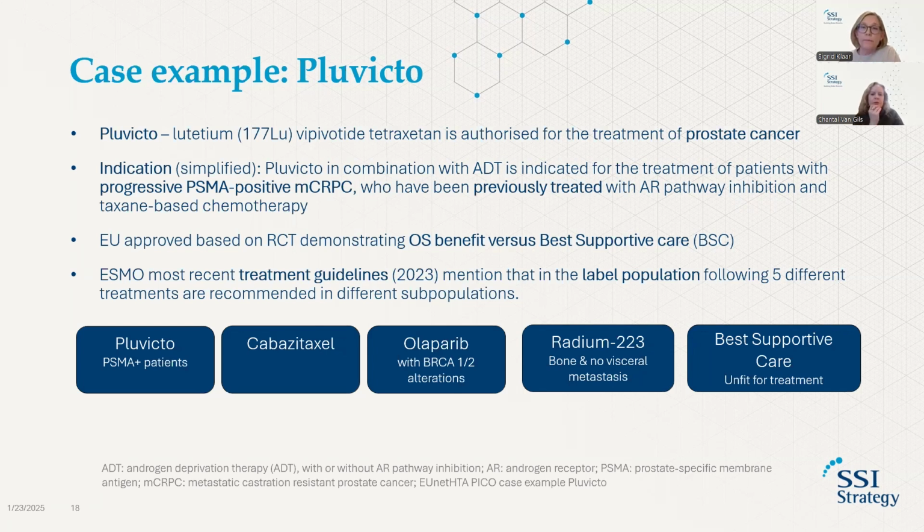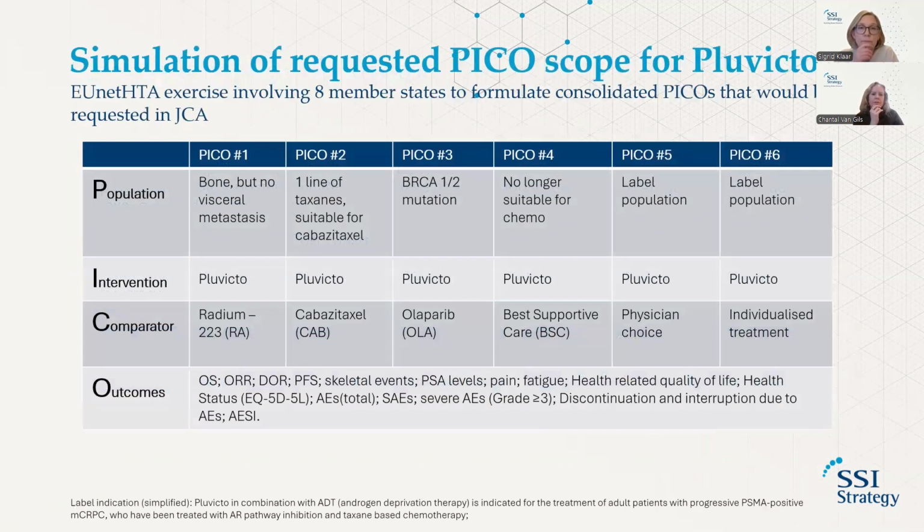So if we move to the next slide, you can then see how this simulation works. They asked 8 member states what would be the PICOs, and then they consolidated that into 6 PICOs. PICO 1, 2, 3, 4 are in subpopulations, and PICO 5 and 6 are in the label population. So then the whole population had to be assessed, the whole label population at once.